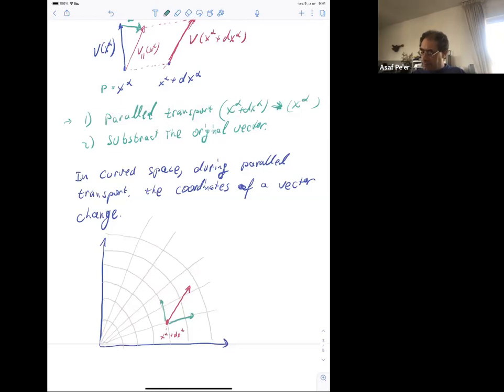Now I take the vector and I parallel transport it. So I take it parallel to itself. Let's say I transport it here, to the point x alpha. You see, the vector is parallel transported to itself. But now, since I'm using spherical polar coordinates, the coordinates of the vector have changed.